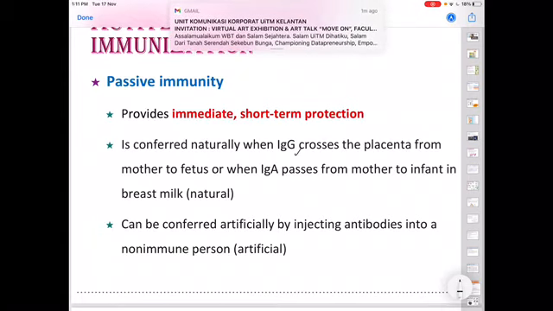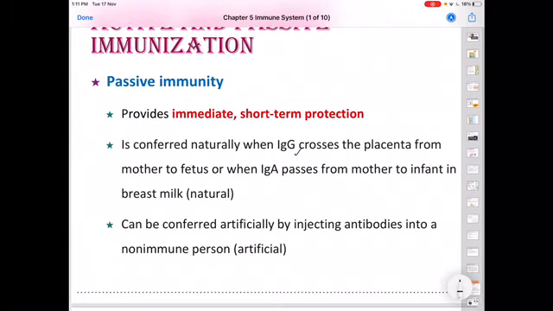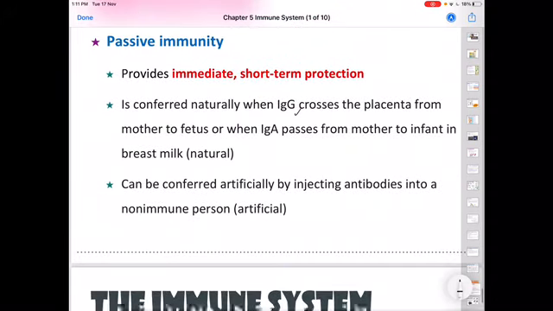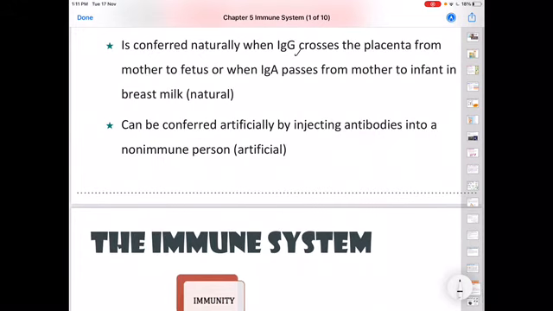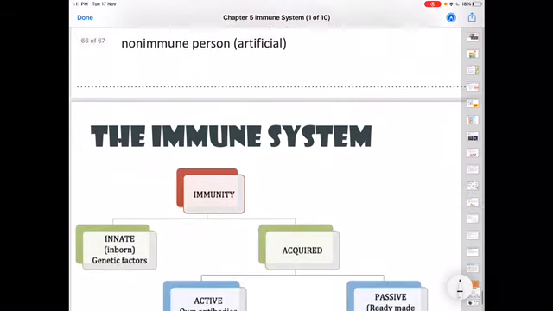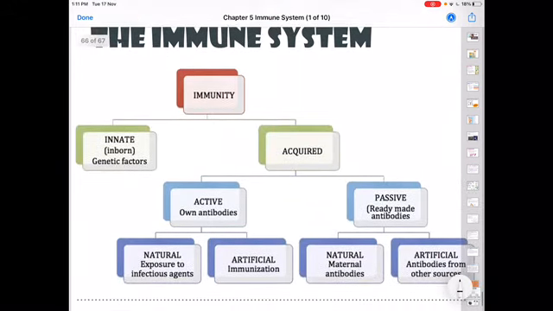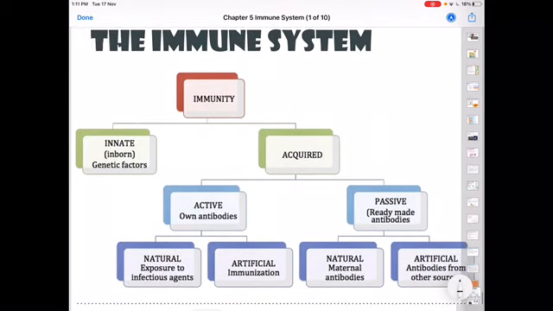So this is type of immunity. Okay, from mother to fetus, or when IgA passes from mother to infant in breast milk, can be conferred artificially by injecting antibodies into a non-immune person. So this is the mind map of the immune system.